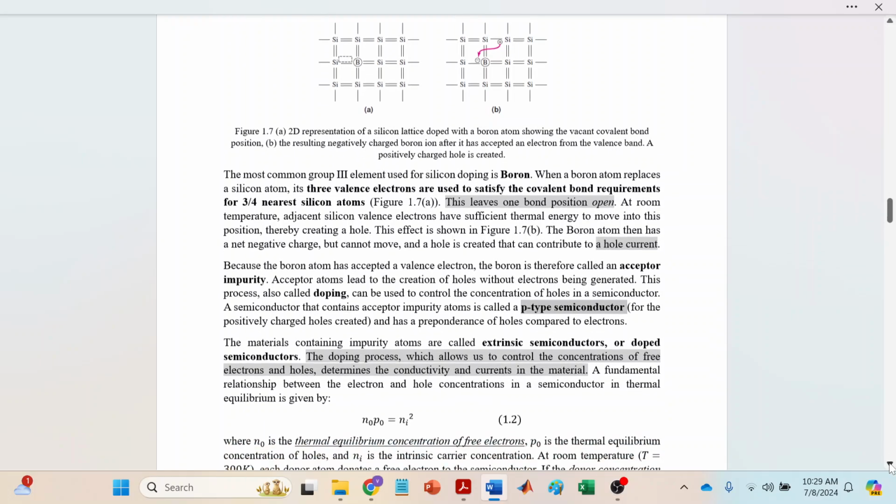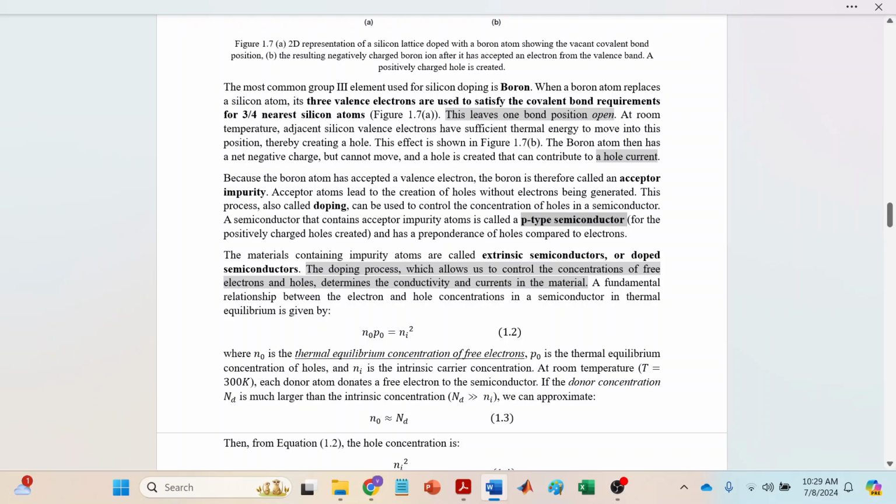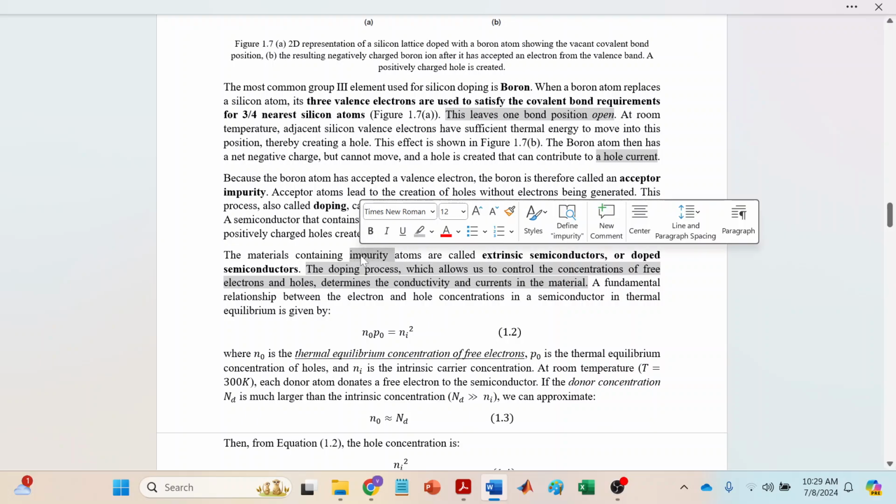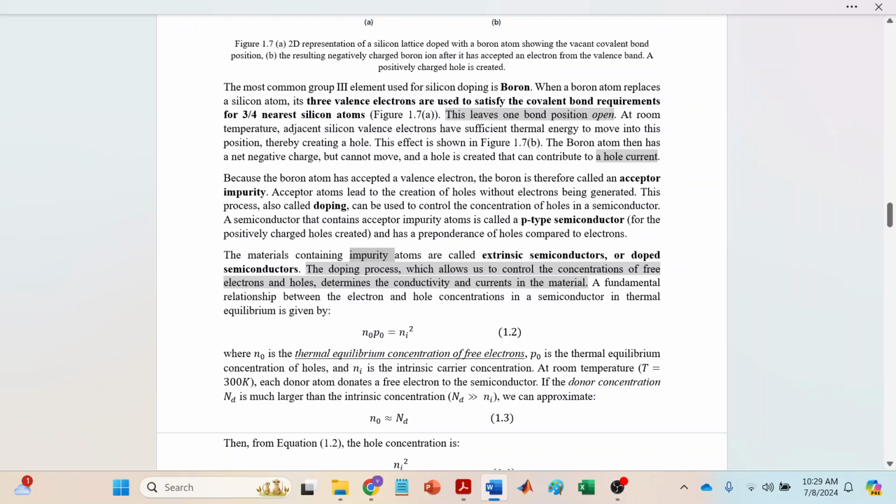The materials that are created using impurity atoms, it's not like impurity, like dirty. It just means that another atom, which is different from the original one, has been added into it. So we are talking about silicon material, silicon atom in this case. So when you either add phosphorus or boron, we say we have added an impurity, and we call these types of semiconductors, where impurities have been added, extrinsic semiconductors or doped semiconductors.